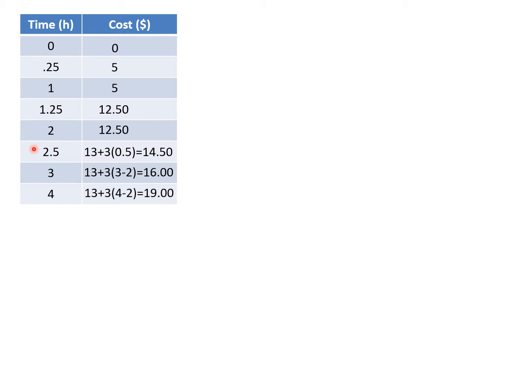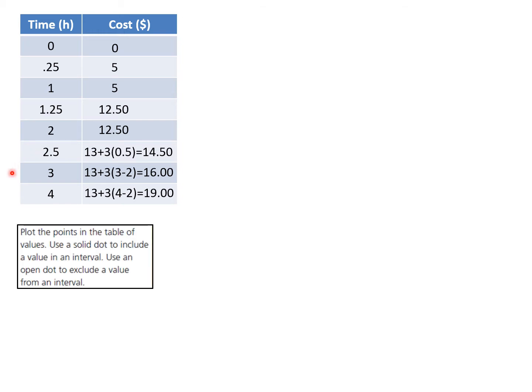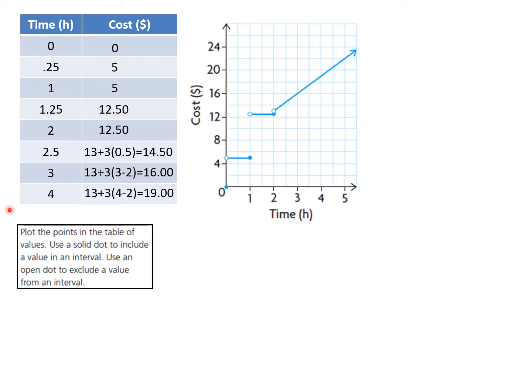For 4 hours, we get $19. So hopefully you got this table correct, and if you didn't, just fix it. We're going to plot the points in the table that we got here. Use a solid dot to include a value in an interval. Use an open dot otherwise. Let me explain what that means in a second here.